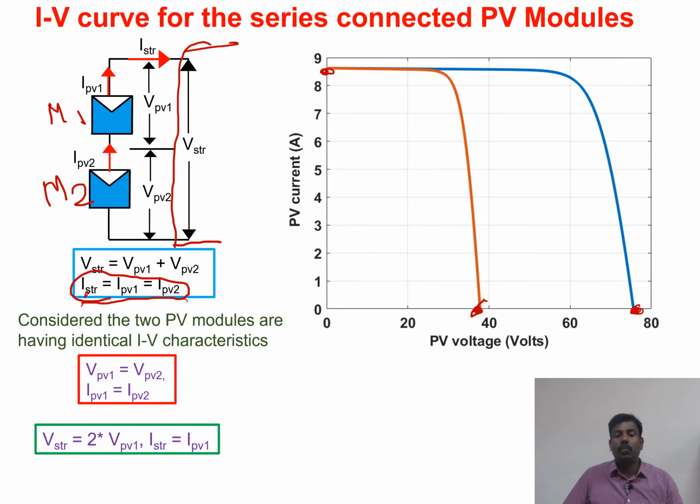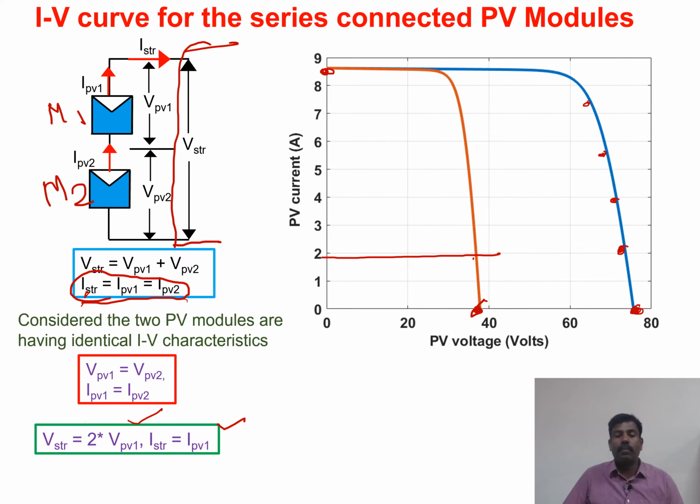Similarly, you can do this for any current. We can draw a current line, find this particular point, and then convert that into 2 times VPV1. Similarly, we can make different operating points, and we will get a curve. That IV curve is the IV characteristics of a string which carries 2 PV modules. So finally, V string is 2 times VPV1 and I string is equal to IPV1.